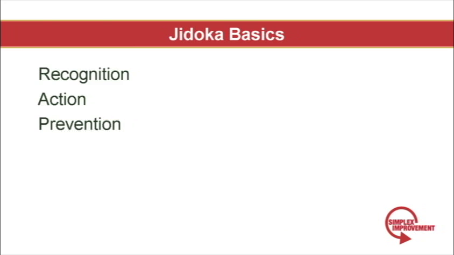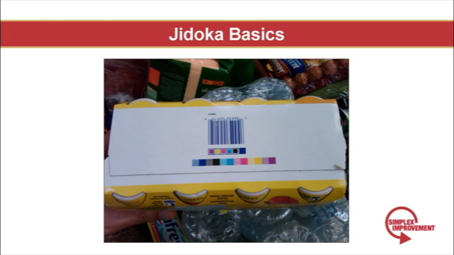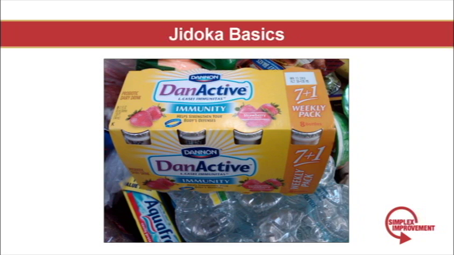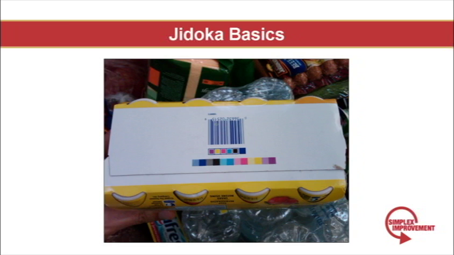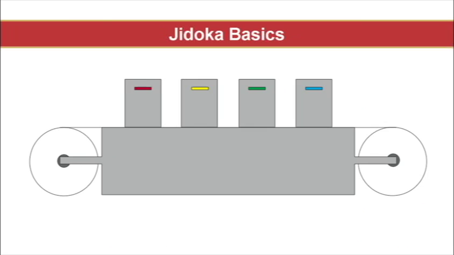So here's an example to show the 3 levels of Jidoka from my time working in the printing industry. Have you ever noticed these markings on products you buy? This happens to come from the bottom of a yogurt box. They're used by the company that prints the box to control their quality. Here's how it works.